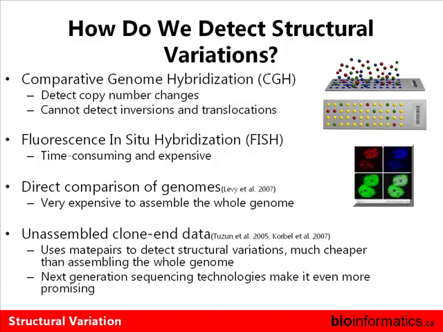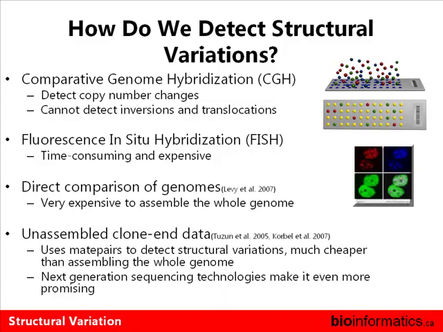Whenever you do assembly off of a reference, it's very difficult to assemble areas with structural variation, where there are large-scale alterations between individuals. Levy et al. did a direct comparison of the Venter genome and the NCBI reference genome to find structural variants. Unfortunately, that's not going to be practical as we're sequencing thousands of genomes with short reads.